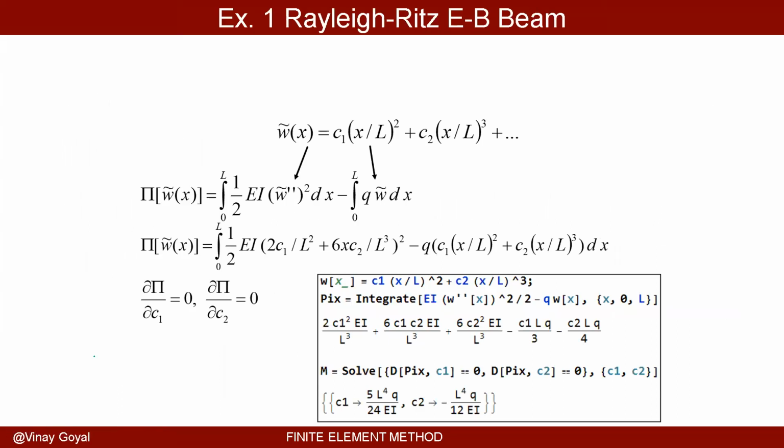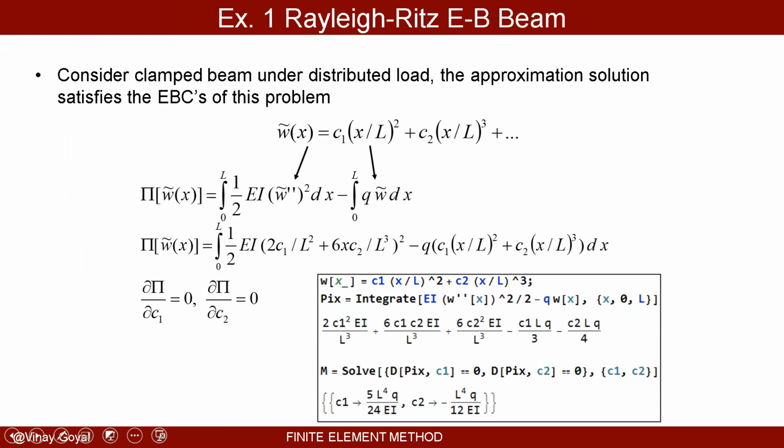So let's look at this example problem. Consider a clamped beam under distributed load. The approximate solution satisfies the essential boundary conditions of this problem. So in this case, this is example number one. And here you can see that my approximation function is this one. And that makes sense because it's a clamped beam. And the essential boundary conditions for a beam that's clamped are W equals 0 at 0, and W prime equals 0 at 0. And you can see here that if I perform these checks, this approximation function is excellent.